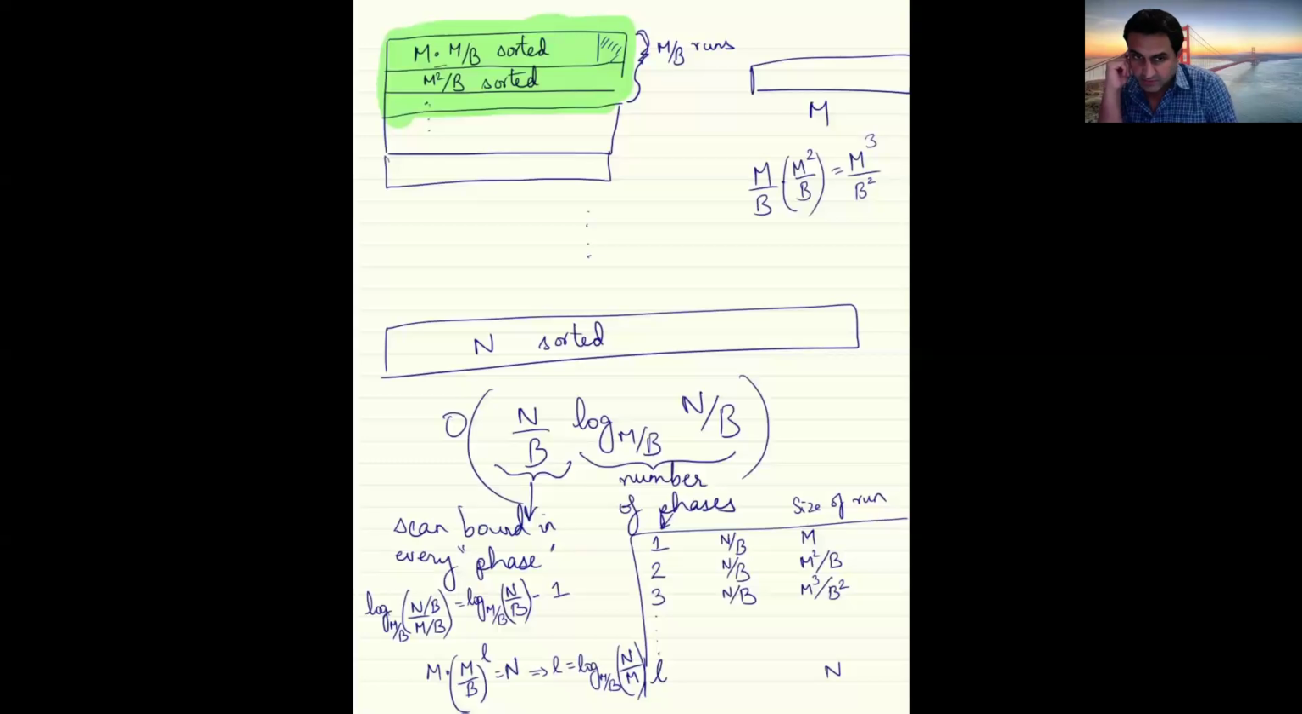Okay, other questions about this M over B multi-way merge sort? Okay, if not, then we will stop here, and we will meet next. So next week is spring break.